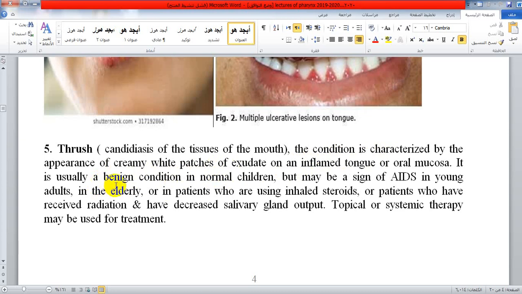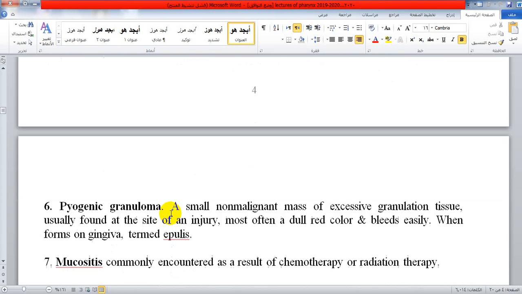It is usually a benign condition in normal children, but may be a sign of AIDS in young adults, in the elderly, or in patients who are using inhaled steroids or patients who have received radiation and have decreased salivary gland output. Topical or systemic therapy may be used for treatment.